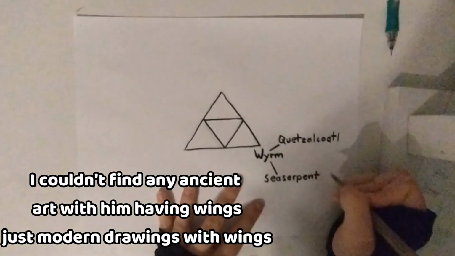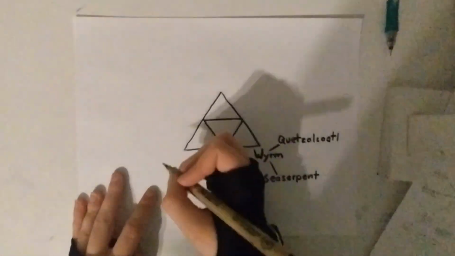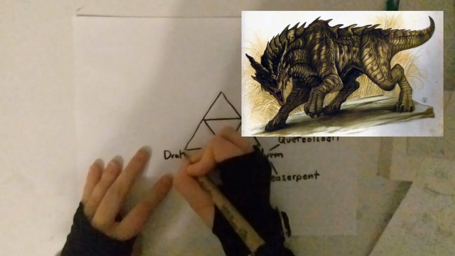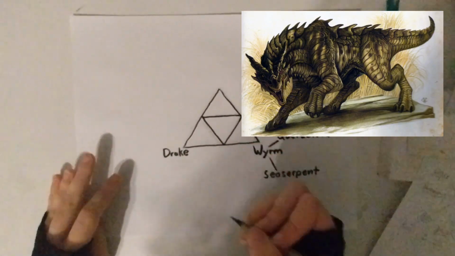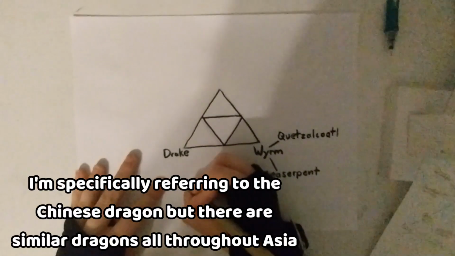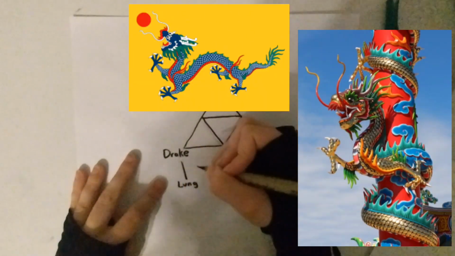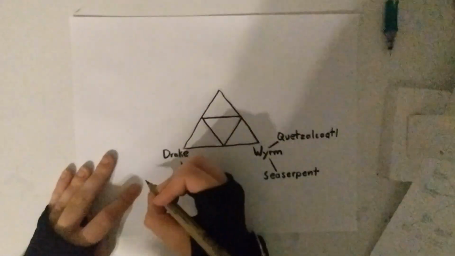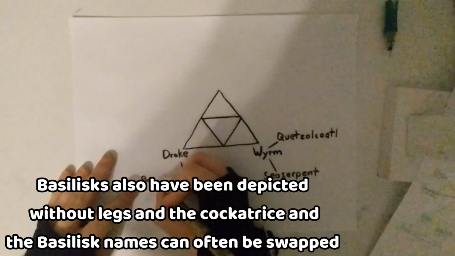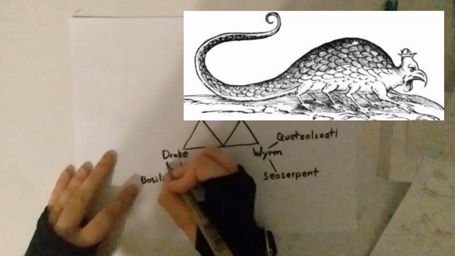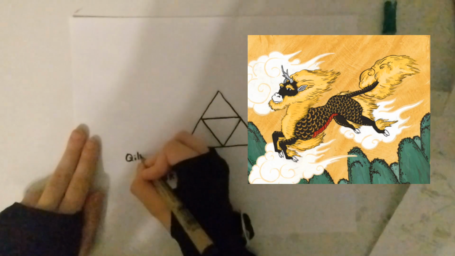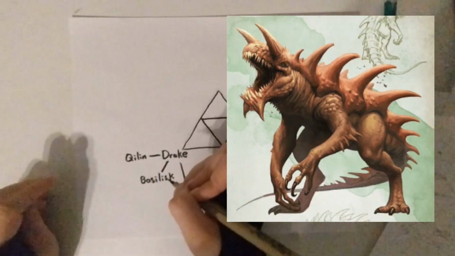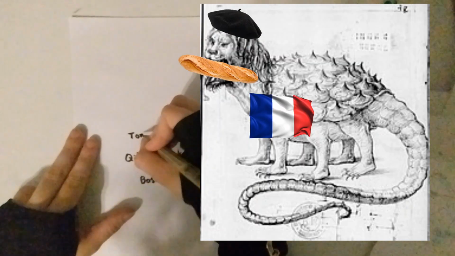Next, we have drakes, or the order Dracae, dragons with 4 or more legs and no wings, like most of the Asian dragons, aka lung dragons. There's also basilisks, aka these 8-legged guys, and the quillin, not to be confused with the kirin. There's even the Tarrasque, not that Tarrasque, the French one.